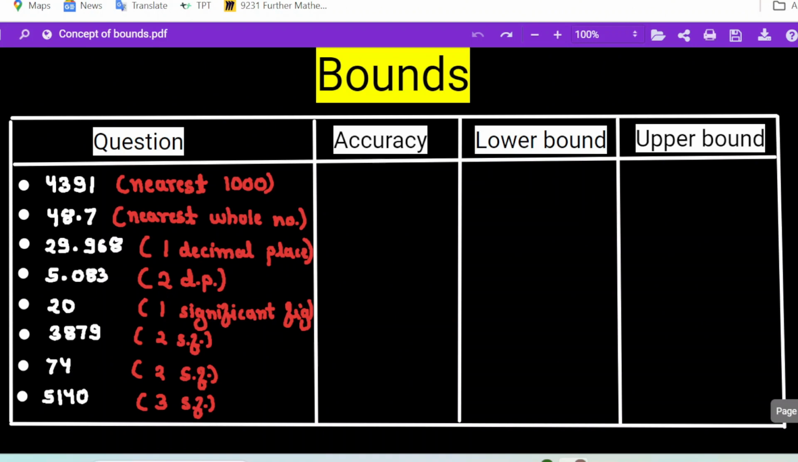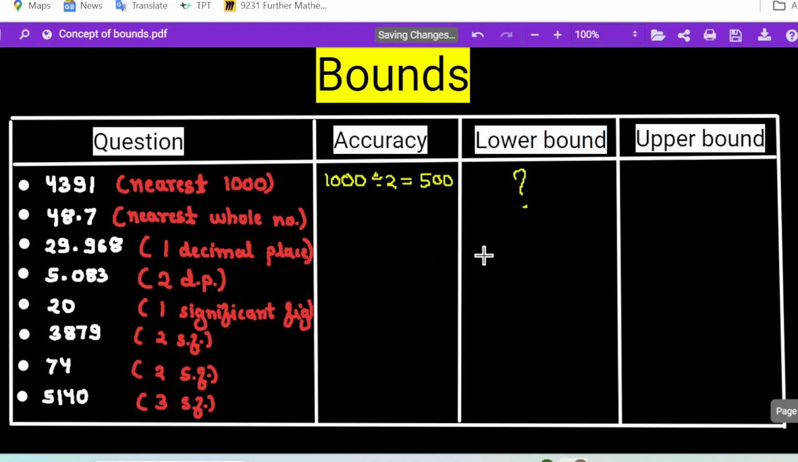The question might not directly ask you to find the upper bound or the lower bound, but they can say round the number to the nearest thousand or maybe a nearest number, right? For doing this, the first step is to find the degree of accuracy. So we need the accuracy first, and you can simply get that by dividing the given nearest number, 1000, divided by 2, and you will get 500. So this 500 is the degree of accuracy.